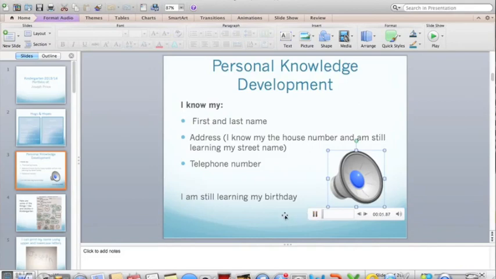Can you tell me your full name? Joseph Price. And do you know your address? No. Do you know the numbers on your house? 3, 4. 3, 4? 4, 3. Okay. And can you tell me your phone number? 527-1933. And do you know your birthday? No.